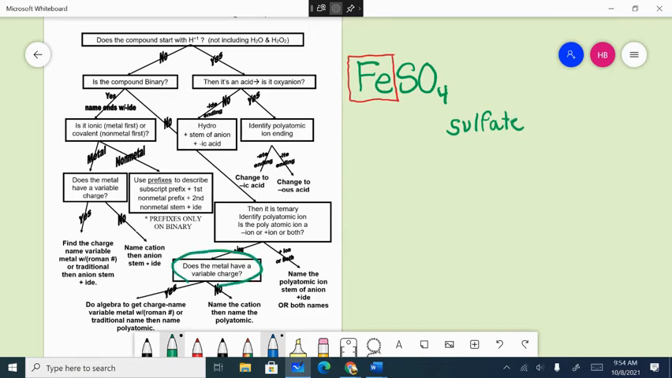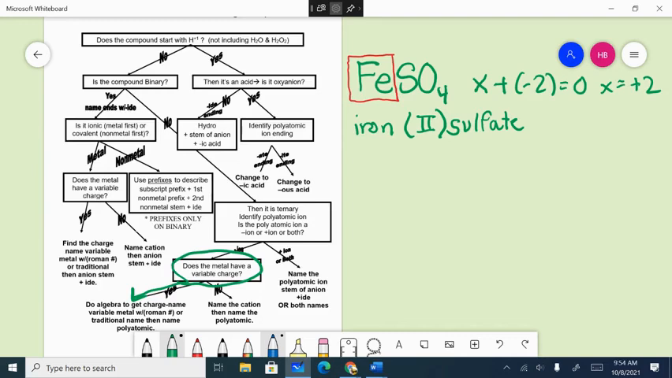Now we have to ask, does this metal have a variable charge? Check your variable charge metal box. Is it a variable charge metal? The answer is yes. So we can either do the algebra like we did yesterday, where we don't know what X is, but we do know what the charge on sulfate is. What's the charge on sulfate? -2. So X in this case is going to be +2. So this is iron(II) sulfate.